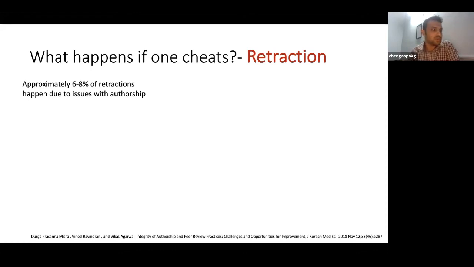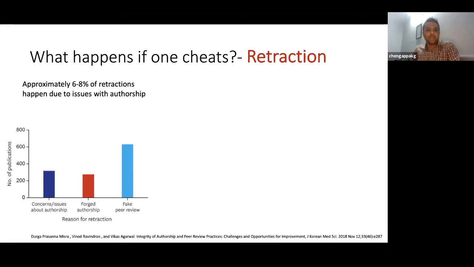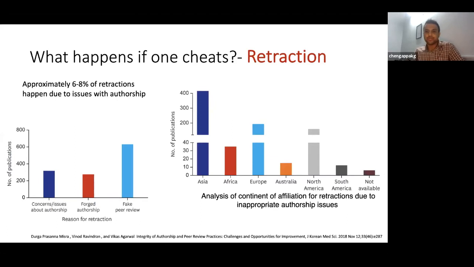authorship issues leads to retraction in about 6 to 8% of the retractions. So when they saw about 17,000 retractions, what they found is main concerns regarding authorship was seen in about 400, and forged authorship was also seen in about 300. So adding on to about 800 cases of authorship issues that had led to retractions.